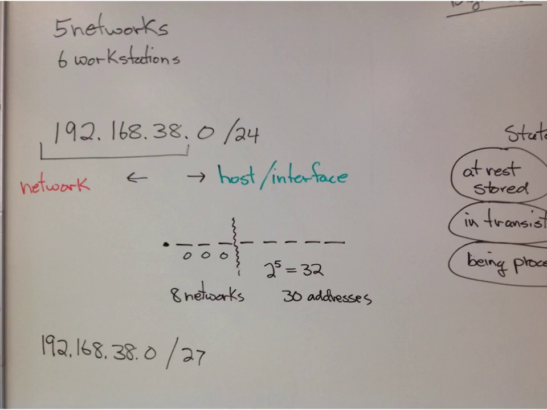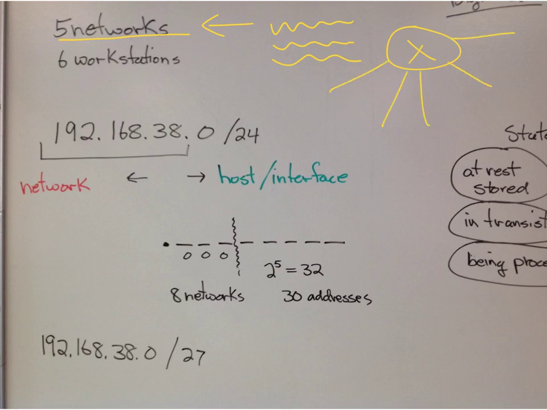So we create this scenario where we need 5 separate networks, and we're going to route between them. We'll use a routing device that has 5 networks connected to it. And on each of those networks, we want 6 workstations, and that's the minimum. We might want to grow from there.